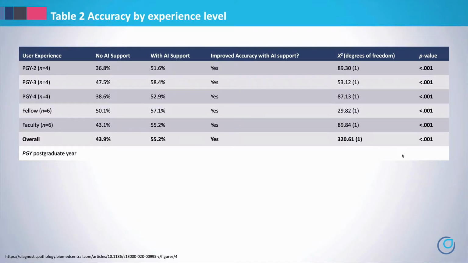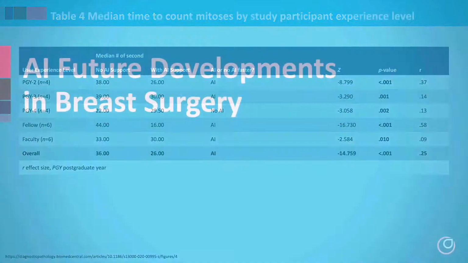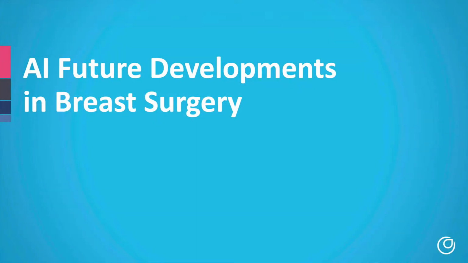Now, if you then consider the time it was taking for these pathologists to count the mitoses and the relationship to participant experience, by and large, it didn't matter what level of experience you had, you did better, quicker with the AI support. And you can see that particularly even for faculty who are experienced, and astonishingly for fellows who were taking quite a long time, that really crushed the time it was taking to get to a conclusion. Real triumph for AI.